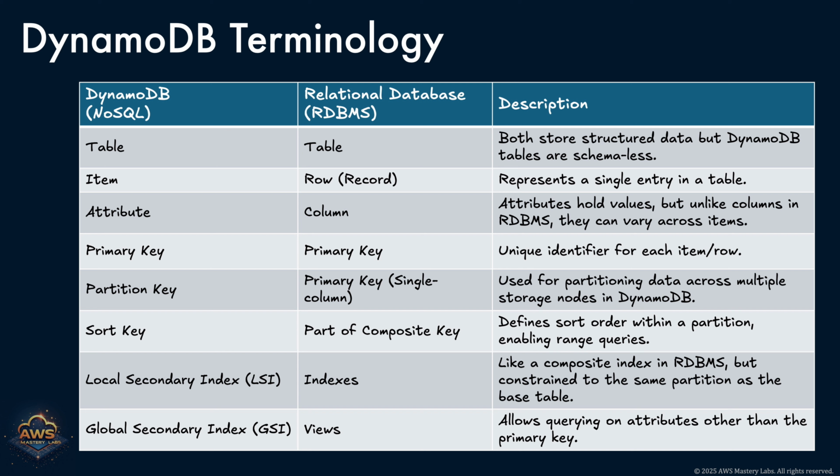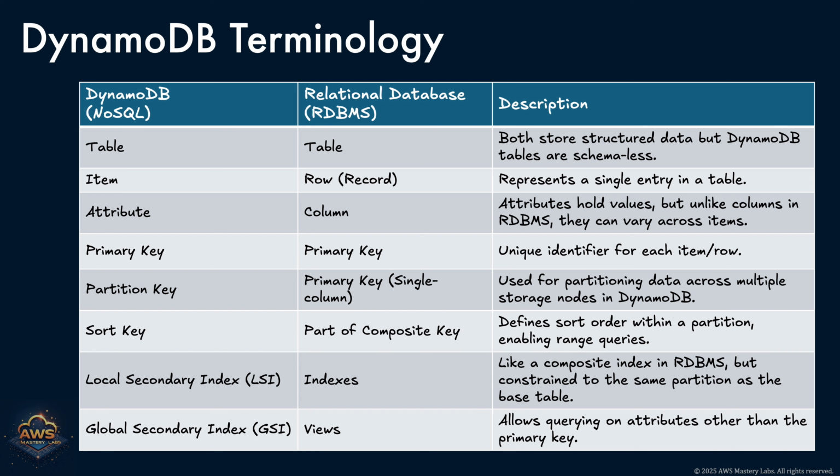To ensure uniqueness and efficient data distribution, DynamoDB uses a primary key. This key can either be a simple partition key, a single attribute, or a composite key made up of a partition key and a sort key. The partition key determines how the data is distributed across internal storage partitions, which is critical for scalability and performance. If a sort key is used, it allows multiple items with the same partition key to be stored together, ordered by the sort key, enabling efficient range queries.